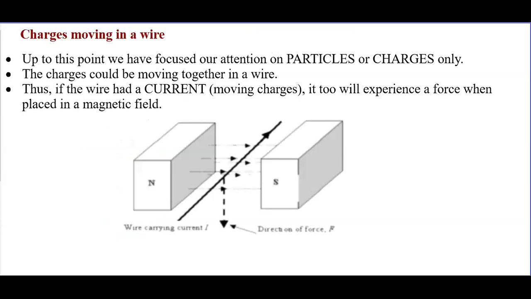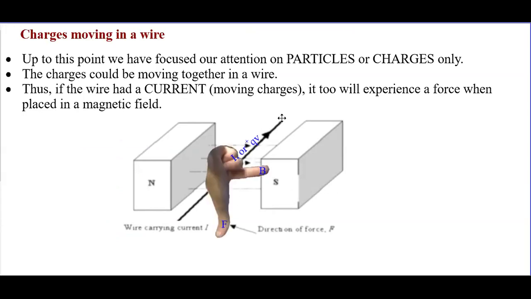So Oersted found out that current can cause a deflection in the magnetic field. So what happens if you put a wire with current flowing through it, with charges flowing through it, in the presence of an external magnetic field? Well, it's going to also receive a deflection. It's going to experience a force.